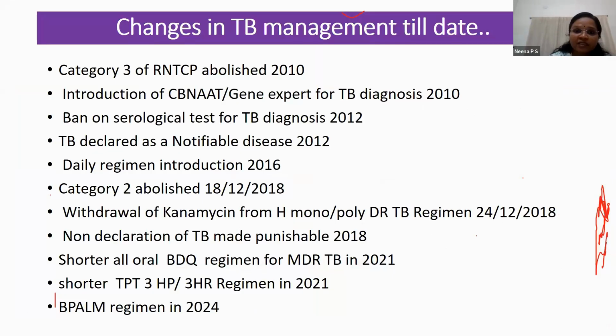Now, these are the changes in the management of TB that have occurred till date, right from the abolishing of Category 3 in 2010 to the introduction of the new BPaLM regimen in 2024. And we started in Kerala in March 2020. Our first case has been successfully treated and declared cured last month. So these are the regimen and treatment management changes that have occurred till date after the starting of the TB control program.